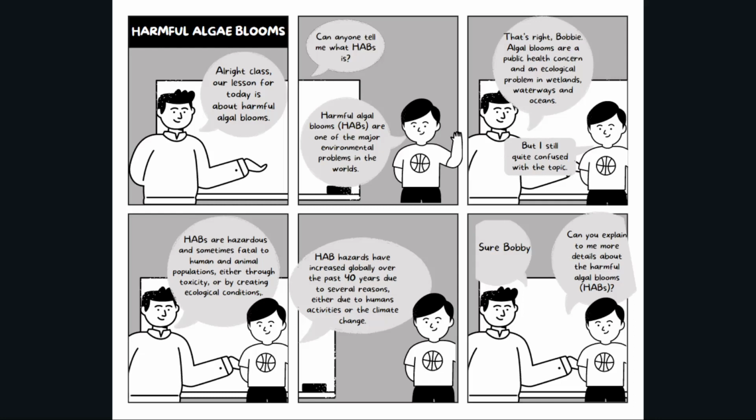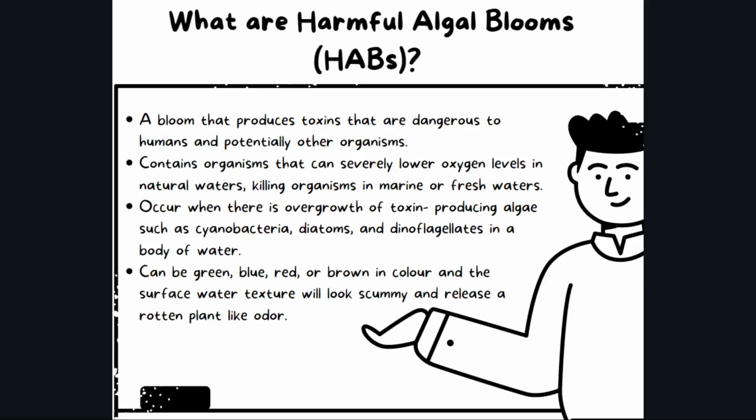Then Bobby wanted to know more detail about the harmful algae bloom. The teacher was willing to explain the details. So, what is the harmful algae bloom? The harmful algae bloom is a bloom that produces toxins that are dangerous to humans and potentially other organisms. It contains organisms that can severely lower oxygen levels in natural water, killing organisms in marine or freshwater.